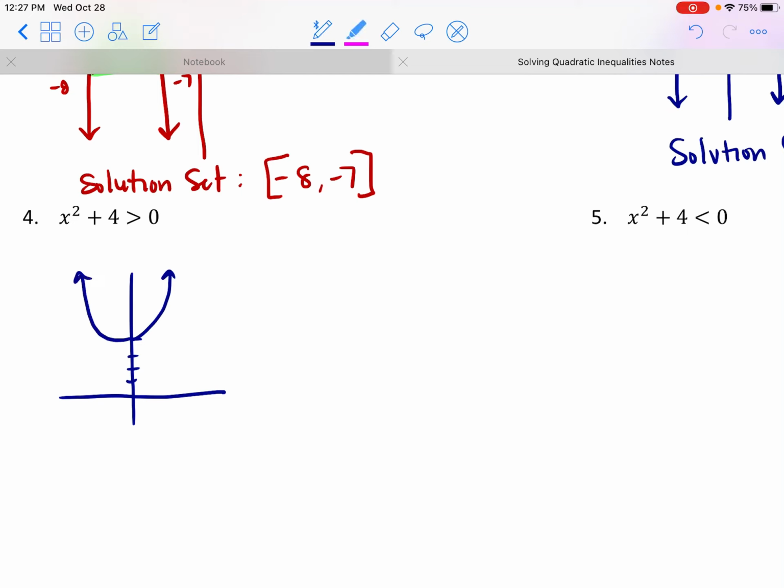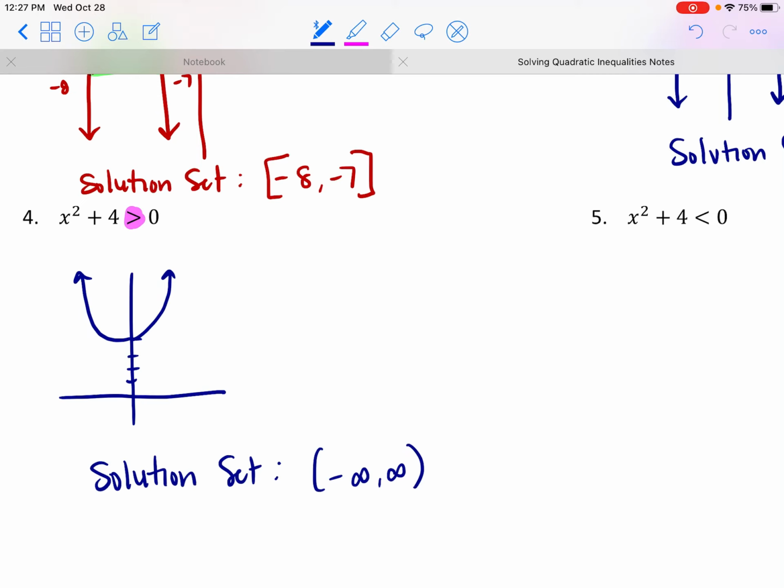So if I said for this particular example, where are we greater than 0? Well, this entire graph is greater than 0. This entire graph is above the x-axis. So this solution set includes all real numbers. Solution set includes all real numbers from negative infinity to infinity. Okay? Or you could have said all real numbers there as well.